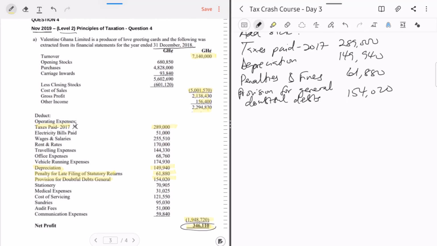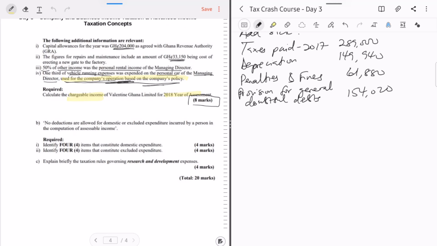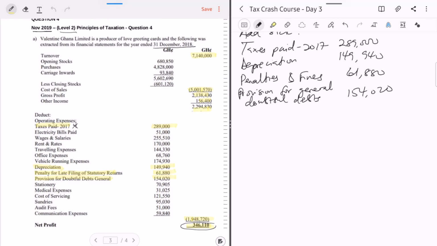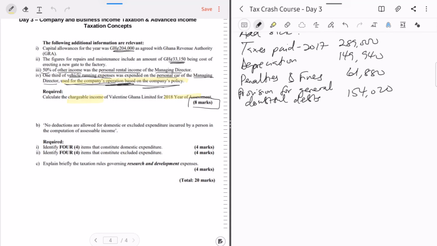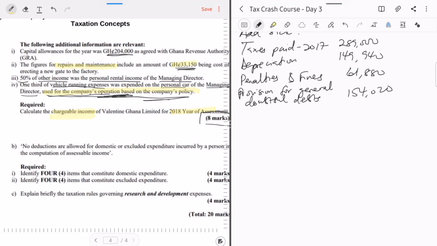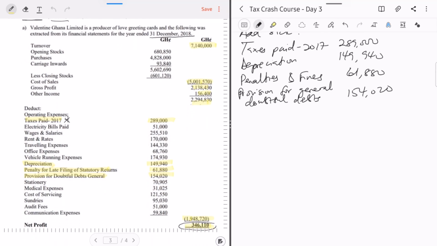Stationery is allowed. Medical expenses allowed, unless there's a note here that says no, nothing. Cost of servicing is allowed. Sundries is allowed. Audit fees is allowed. Communication expenses is allowed. So let's go to the notes now. They gave us capital allowance. I'll learn that very soon. They said the figure for repairs and improvements includes an amount of 33,150 being the cost of erecting a new gate. So let's go and look for repairs and improvements.